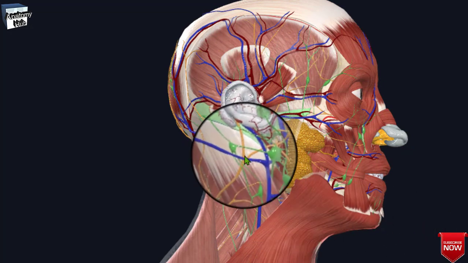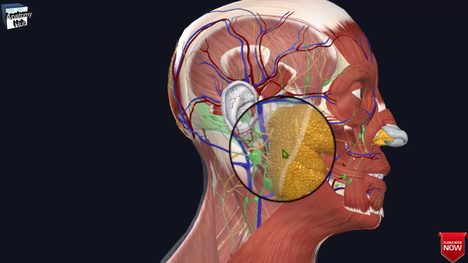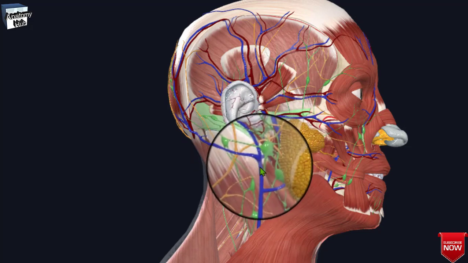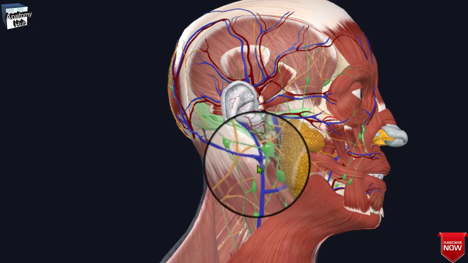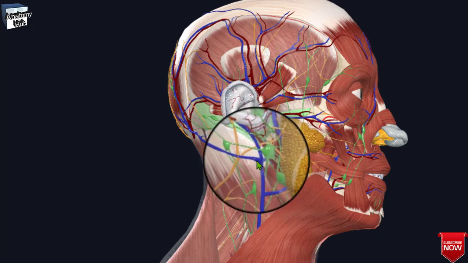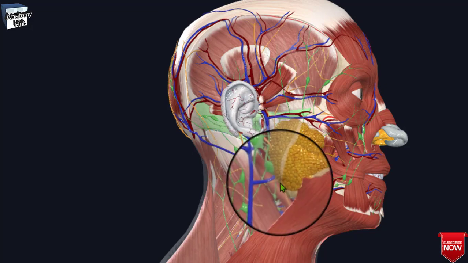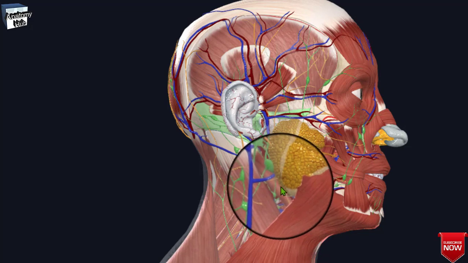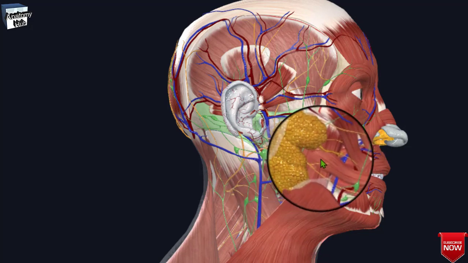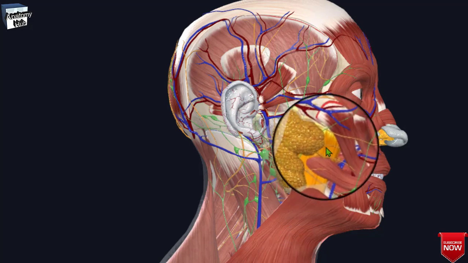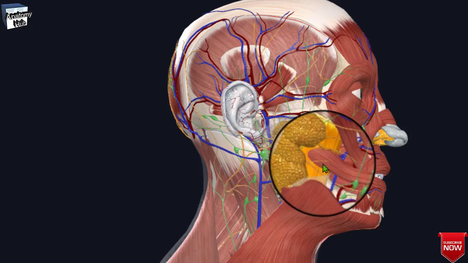Now at this section you can observe how the parotid gland inferiorly is related to the inferior part of the mastoid process and the sternocleidomastoid muscle. Inferiorly the gland is limited by the sternocleidomastoid muscle over here, and anteriorly it is limited by the masseter muscle. Anteriorly the masseter muscle forms another boundary.